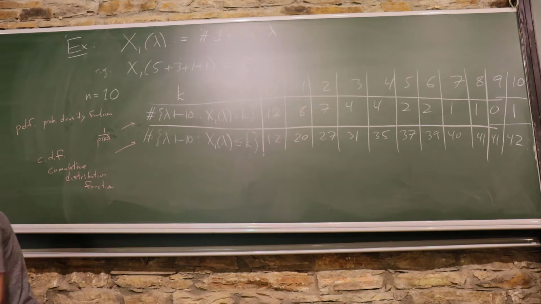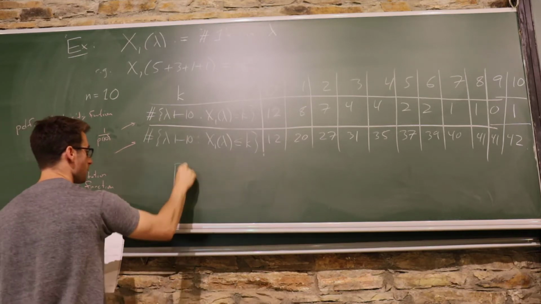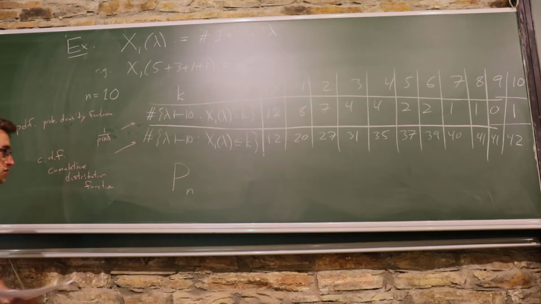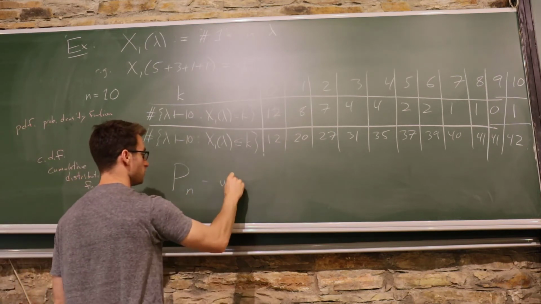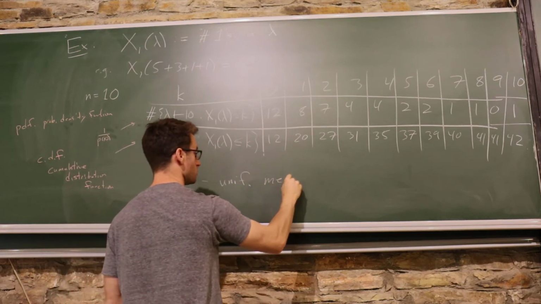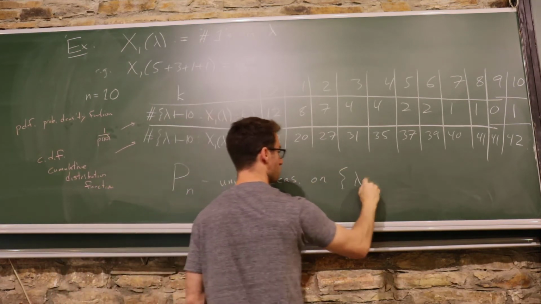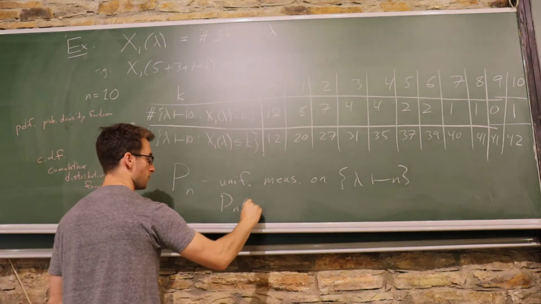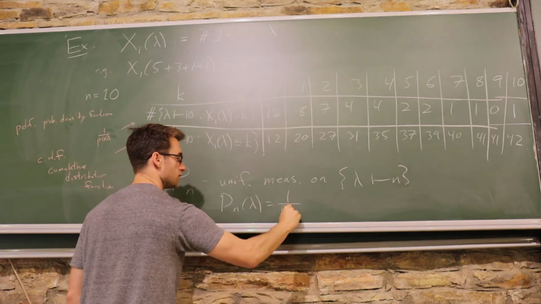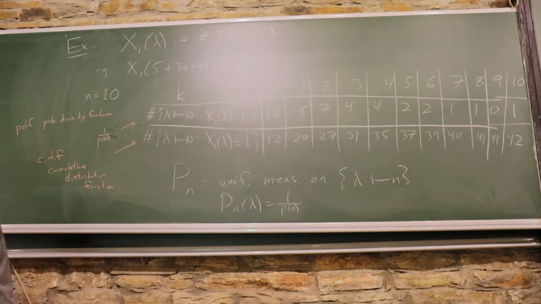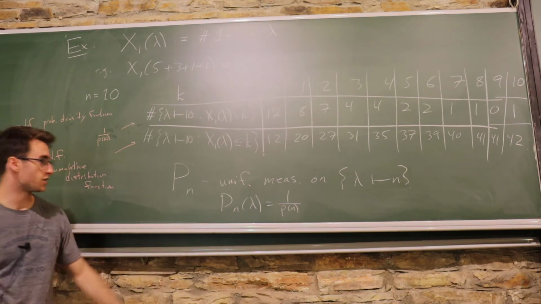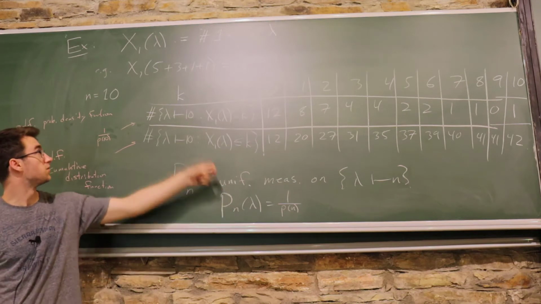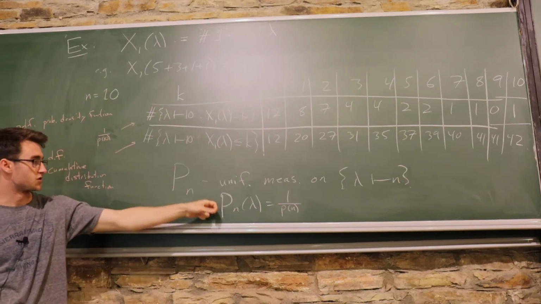And I'm going to let capital P sub n be the uniform probability measure on partitions of n. So this is the uniform measure on the set of partitions of n. That's just a complicated way of saying that a partition of n gets probability 1 over P of n. I just want this notation because now I can talk about P sub n of x1 equals something.